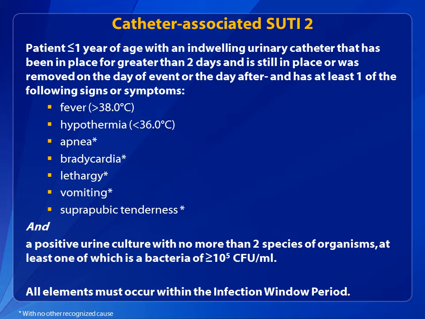Because this webinar focuses on catheter-associated UTI, the criterion shown on this slide is specific for catheter-associated CAUTI 2 when a catheter was in place for greater than 2 days and the catheter is still in place on the date of event or was removed that day or the day before. This differs slightly from the way the criterion is presented in the NHSN protocol, which also provides guidance for non-catheter-associated UTI.